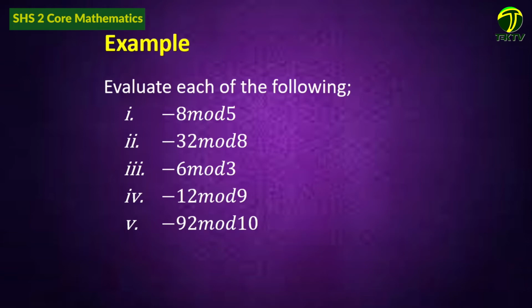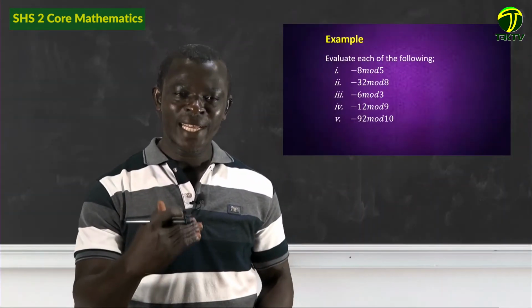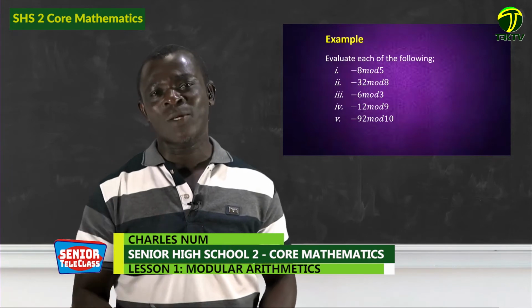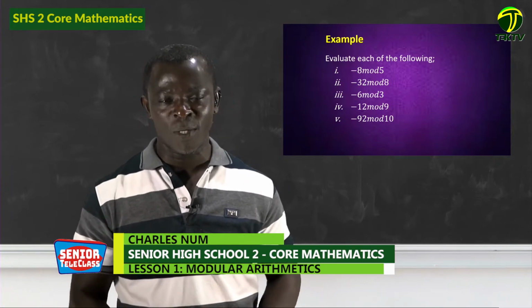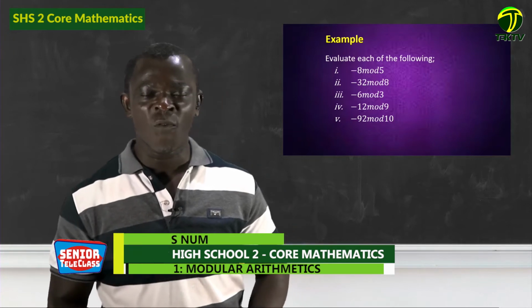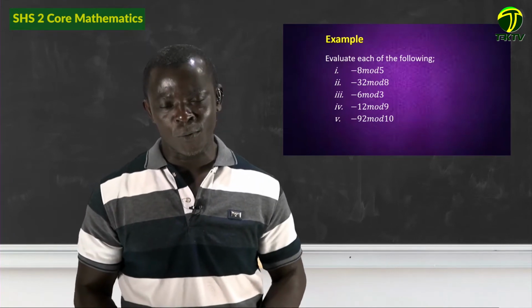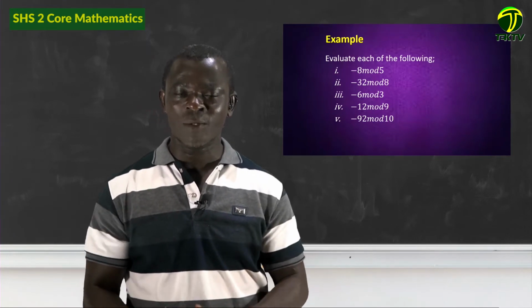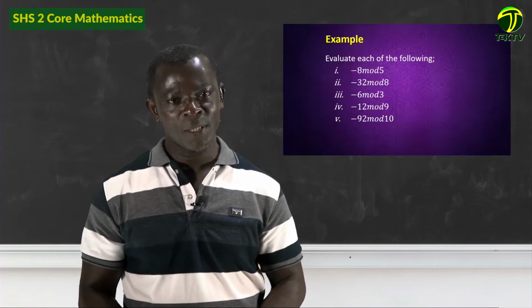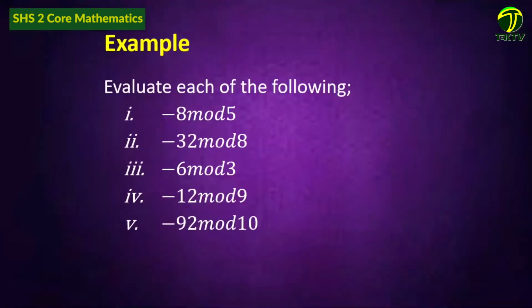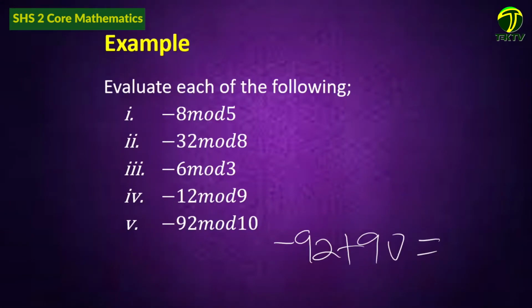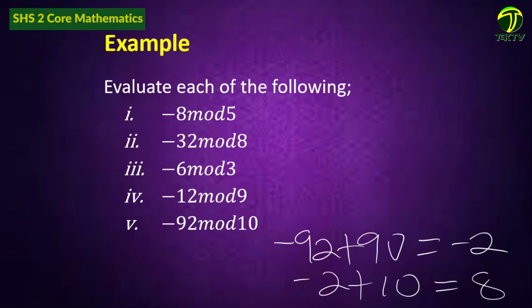This time, if we decide to add 10 to negative 92, we add 10, we add 10, we add 10 until we get the first positive or 0, it will be a waste of time. So let's think of multiples of 10, the one which is just bigger than 92 or closer to 92. Multiples of 10 closer to 92 will be 90. So you can use 90. Negative 92 plus 90 will give us negative 2. And now negative 2 plus the mod 10 equals positive 8, which means negative 92 equals 8 in mod 10. I hope you understand it that way.